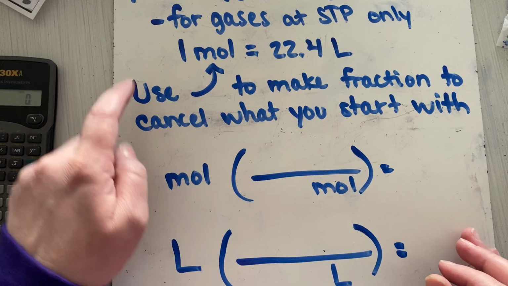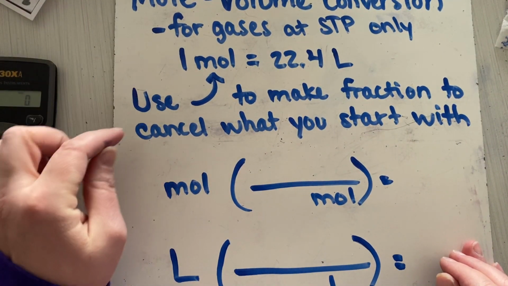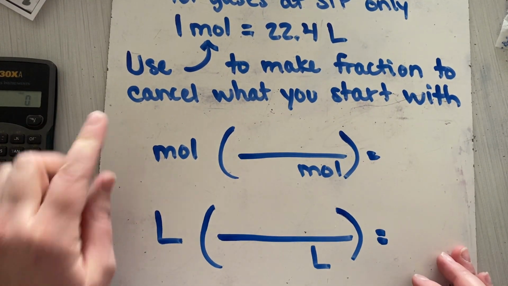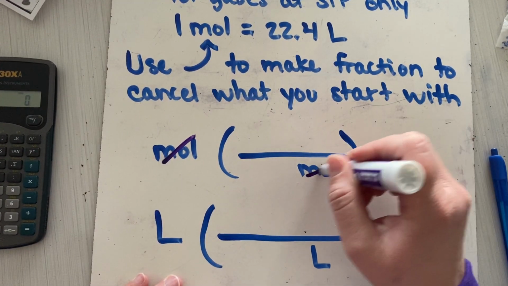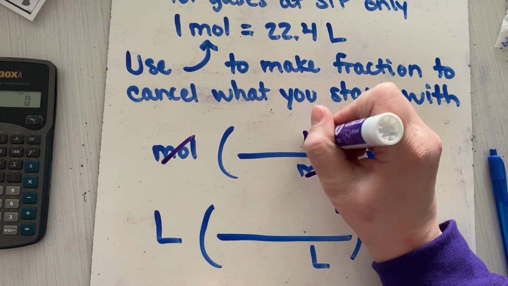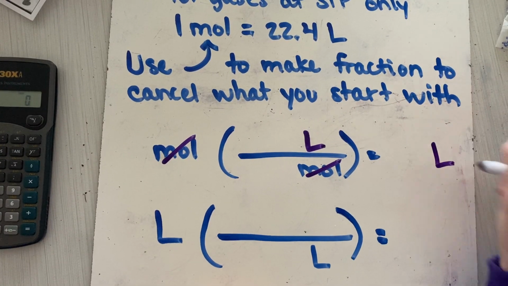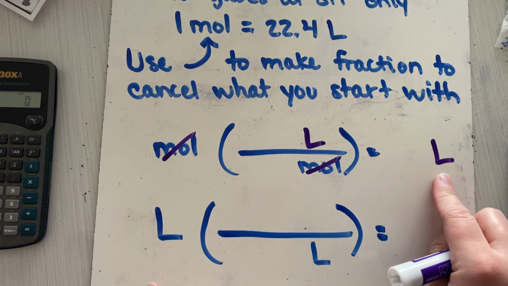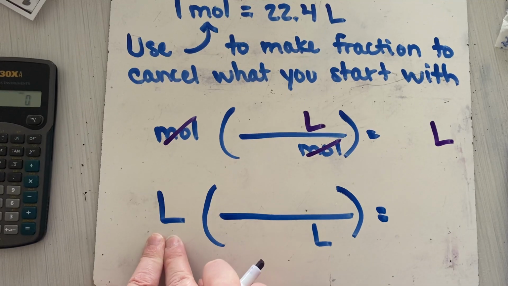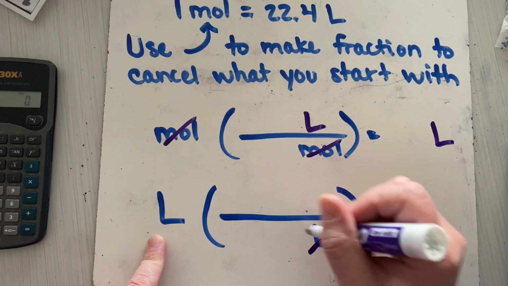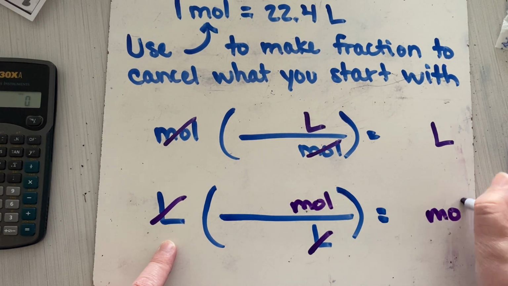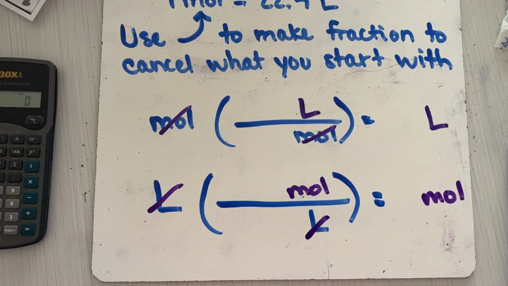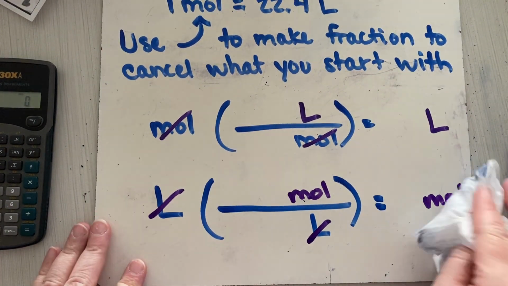Okay, so we're going to use this equation to make a fraction that cancels what you start with. If we start with moles, we need to have moles on the bottom so it cancels out, and then we would have our liters on top, and our answer is going to be in liters. If we have liters to start with, we're going to cancel our liters, and then we'd have our moles on the top so that we get our moles for our answer. So let's go ahead and do a couple problems.